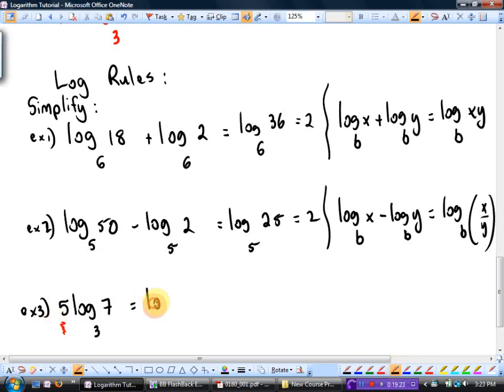Sometimes, to use our log rules, we need to move the exponent back into the log. And don't worry, I have no idea what 7 to the 5th power is. But it does give us our log rule. Our log rule was, I think we said, a log base b of x is the same as log base b of x to the a. We called that the power rule.